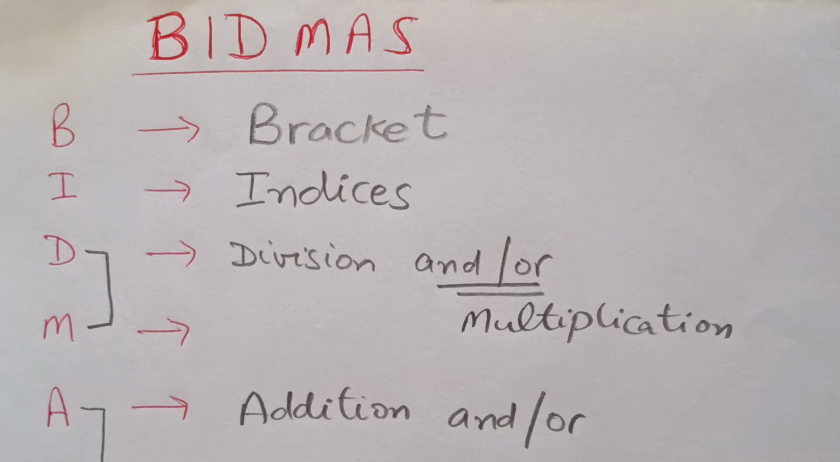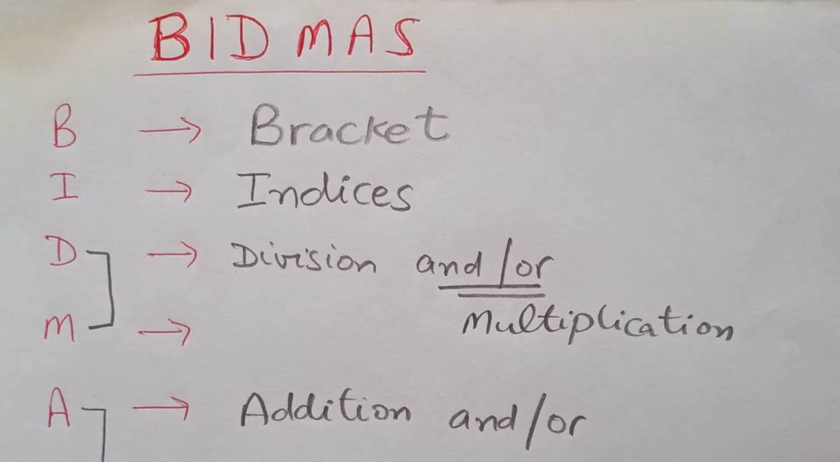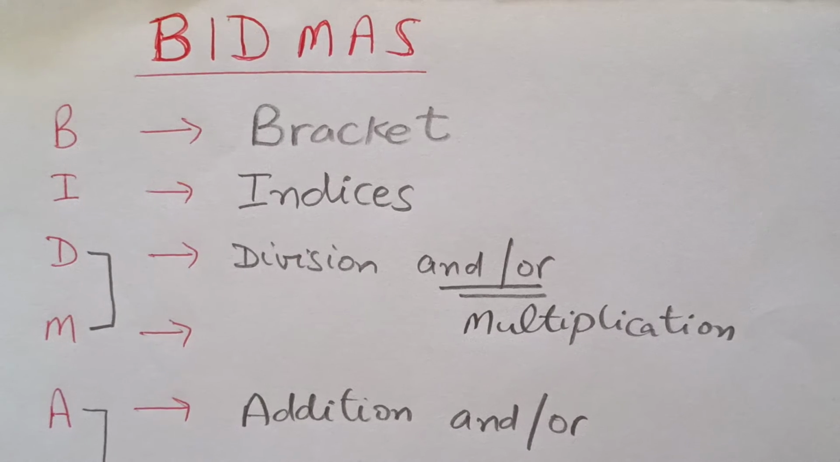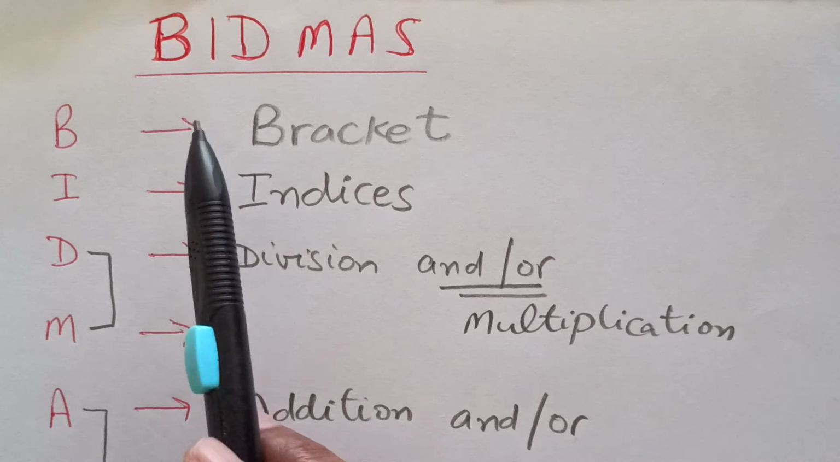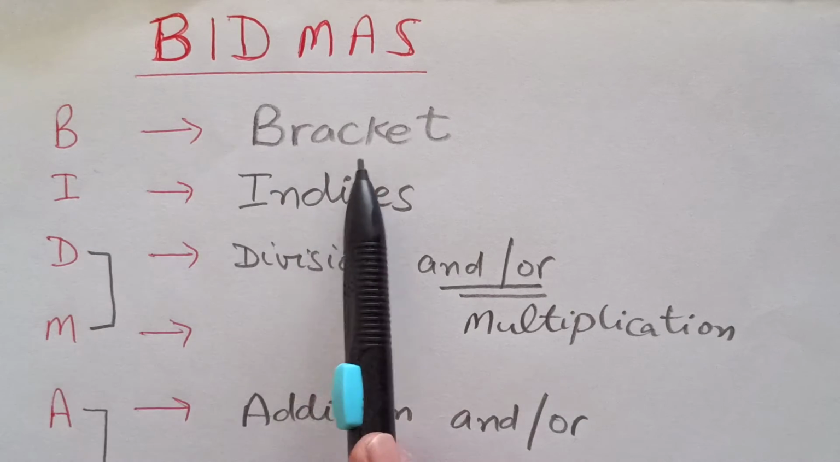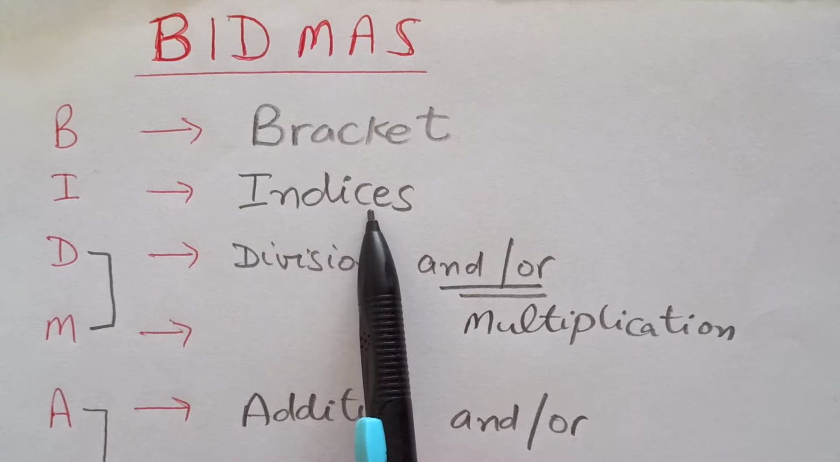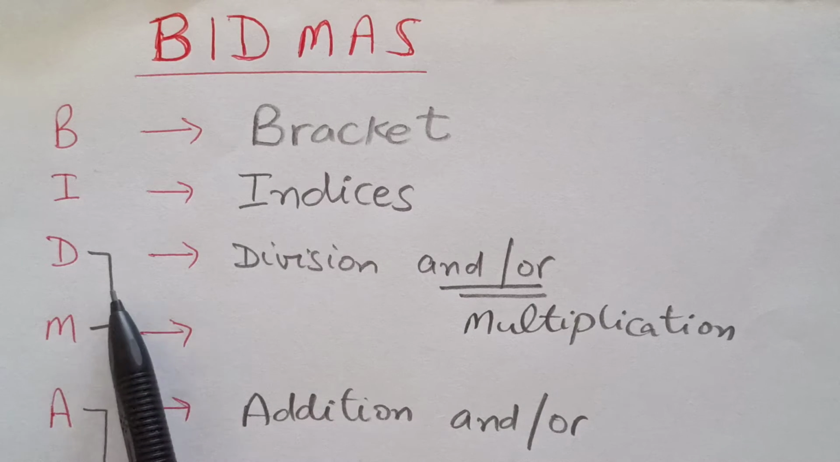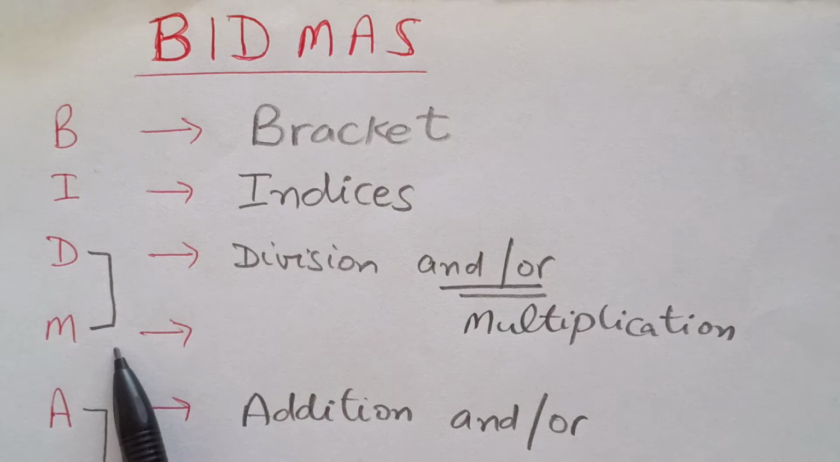Now, according to BIDMAS, whenever you get all the operations together, we need to know the order of operations. What we are going to solve first. BIDMAS: B for bracket, I for indices, D division and M multiplication.